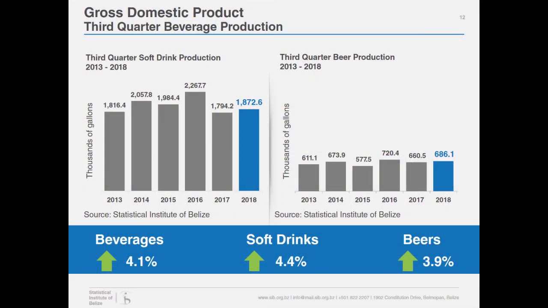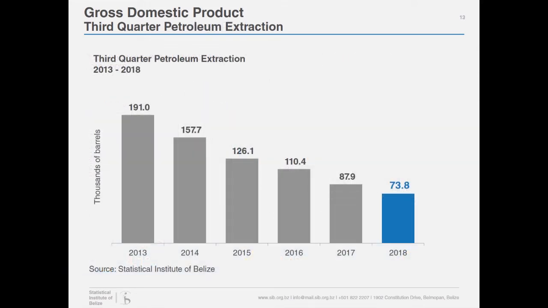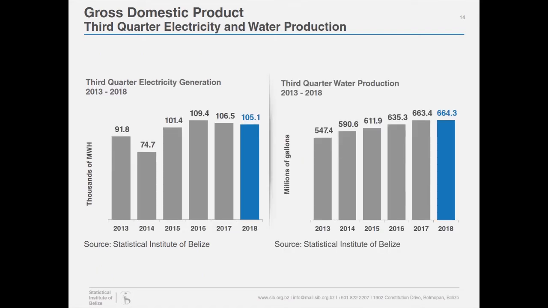Now we're going to take a closer look at the beverage production. As mentioned before, beverage production went up by 4.1%, and this is reflected in an increase of soft drinks at 4.4% and beers at 3.9%. This increase in beverage production was mainly due to an increase in market demand. Now we're looking at petroleum extraction. And for the third quarter of 2018, we have petroleum extraction standing at 73.8 thousand barrels, indicating a decrease of 14,000 barrels as reservoirs continue to deplete.